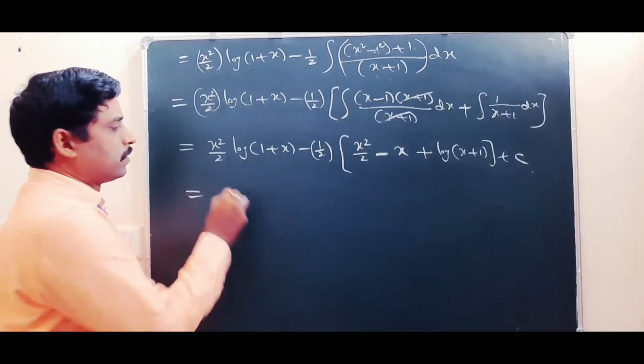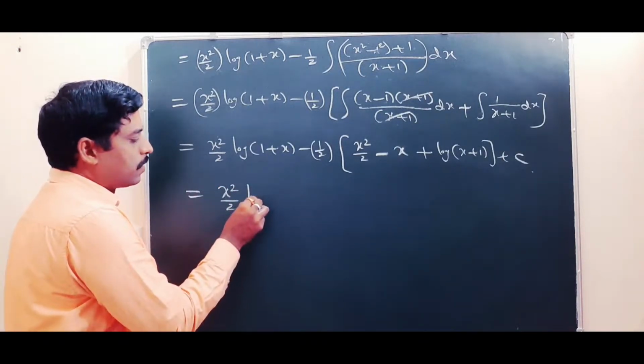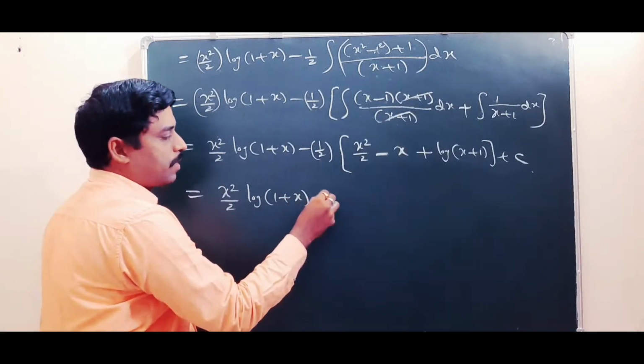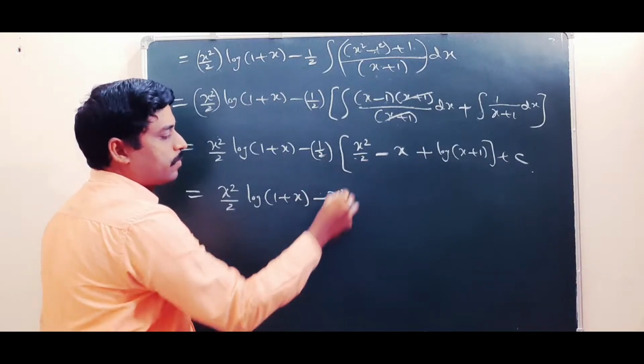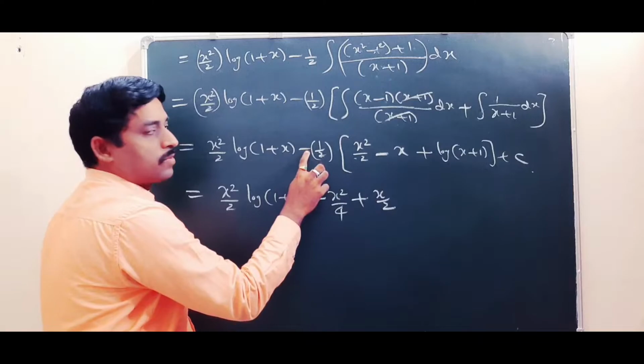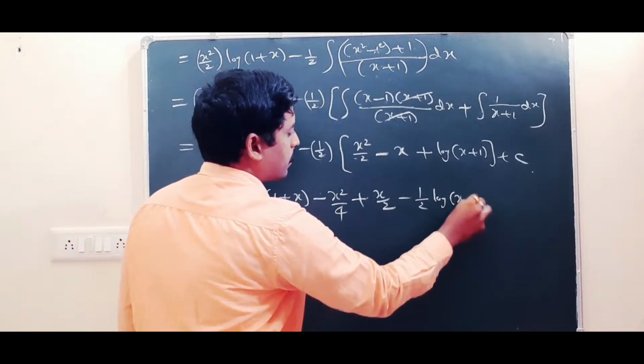Okay, so let us simplify. x square by 2 log of 1 plus x minus 1 by 2 multiplied into all, plus minus x square by 4. So minus into minus, plus x by 2. So minus 1 by 2 into log of x plus 1 plus 3.